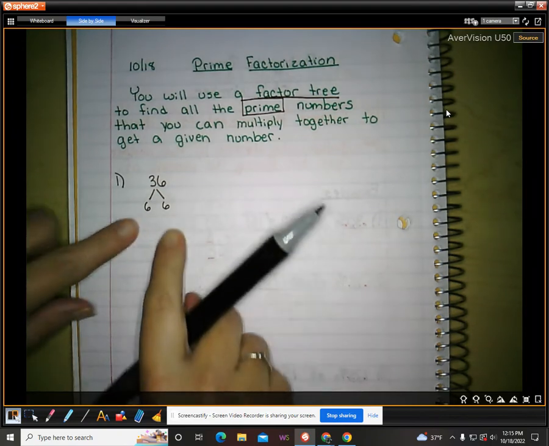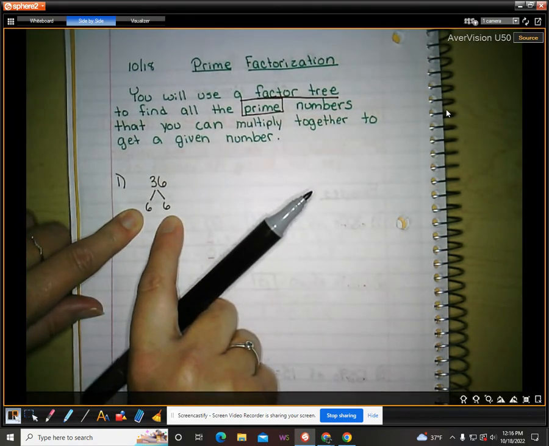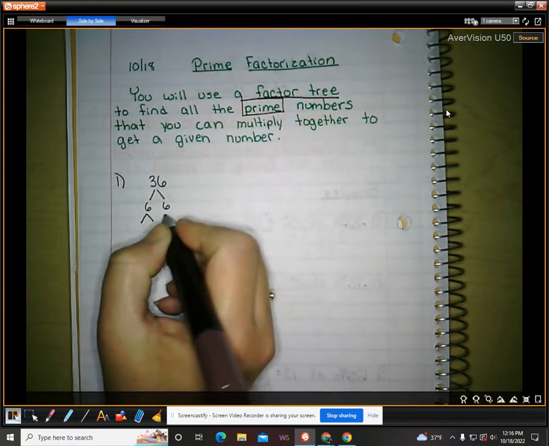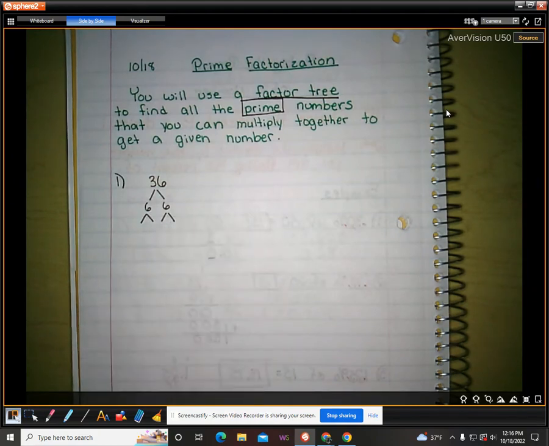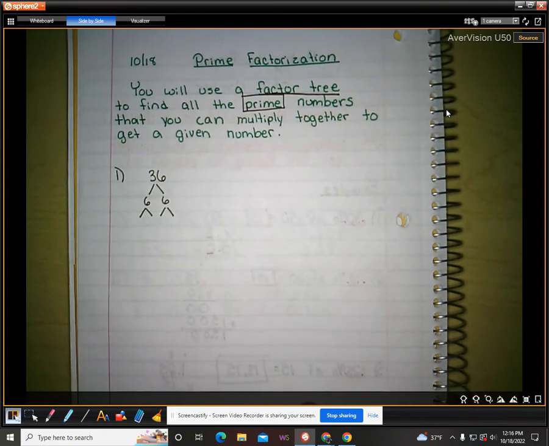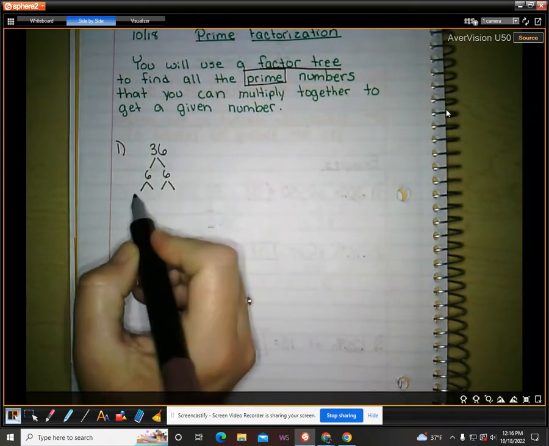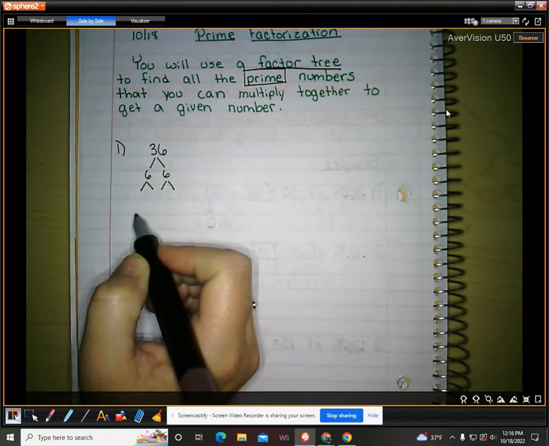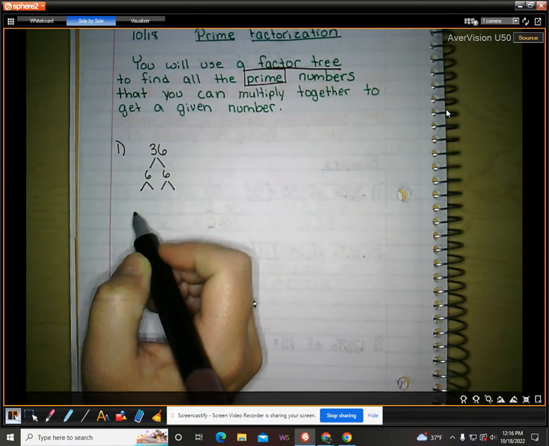Okay? Now, neither of these are prime, so we're not done. We have to have all prime numbers. So both of these, we have to split apart again because neither of those numbers were prime, and this is called prime factorization. So we don't use 1 because 1 is not prime. What can we multiply to get 6? 2 and 3.